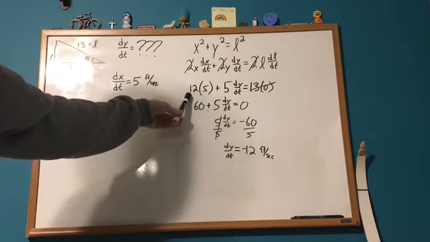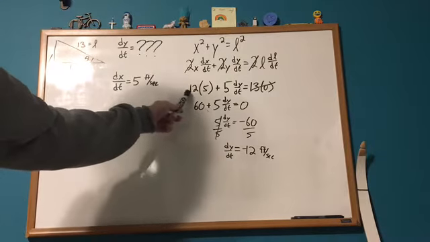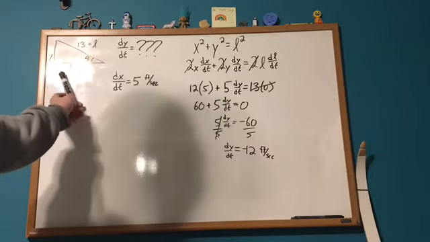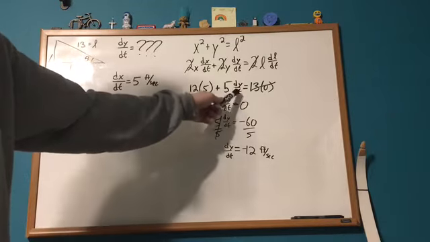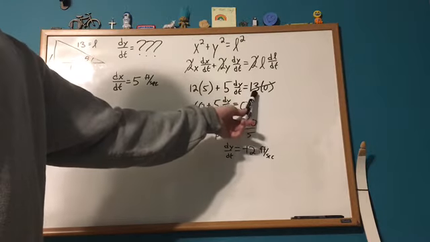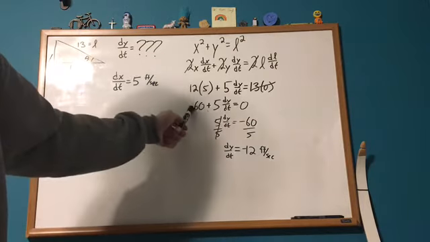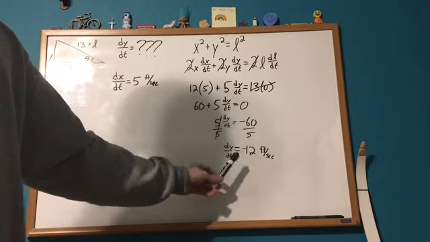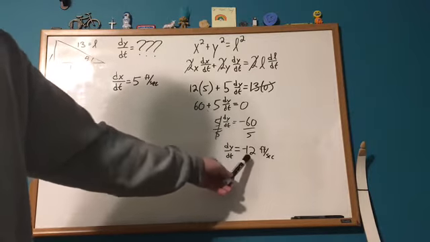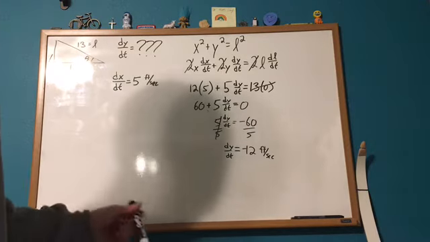So 12 is x at this instant, x is 12, times the change in x, which is 5, plus 5, which is our y at this instant, times dy/dt, what we're trying to find, equals the length of the ladder, which is 13, times the change in the length of the ladder, which is 0. So then we just do some basic algebra. So the change in the height is negative 12 feet per second. It is moving down at a rate of 12 feet per second.